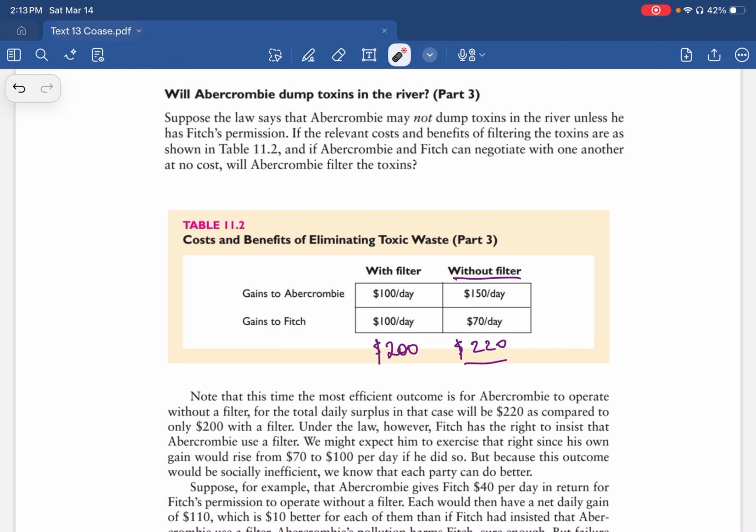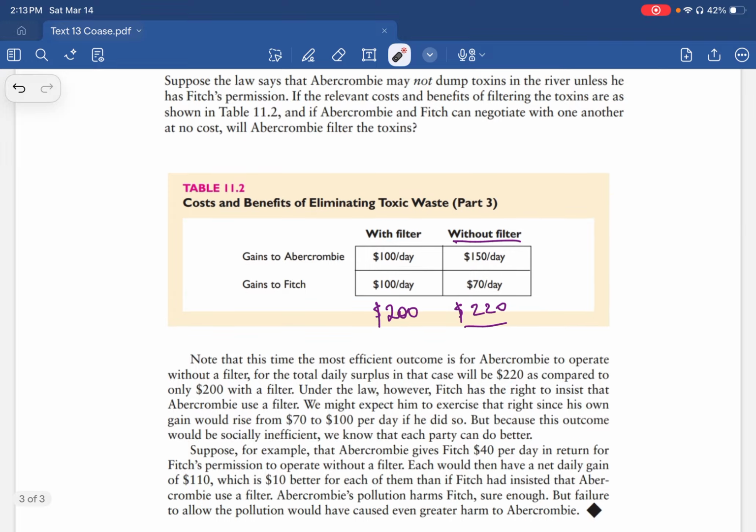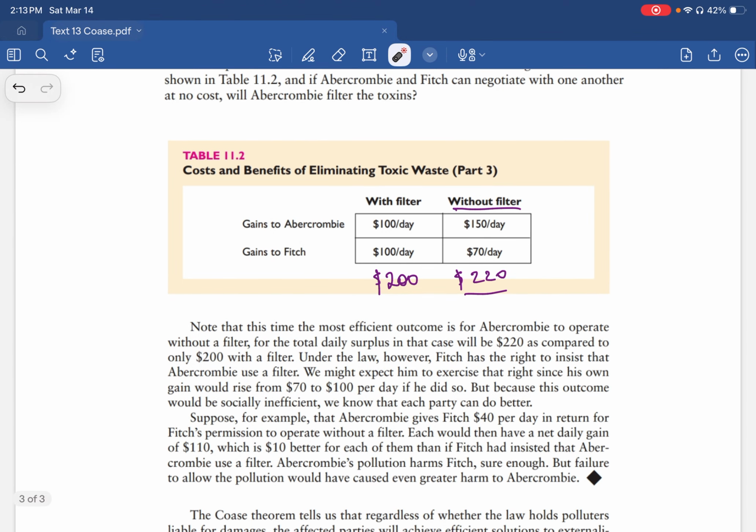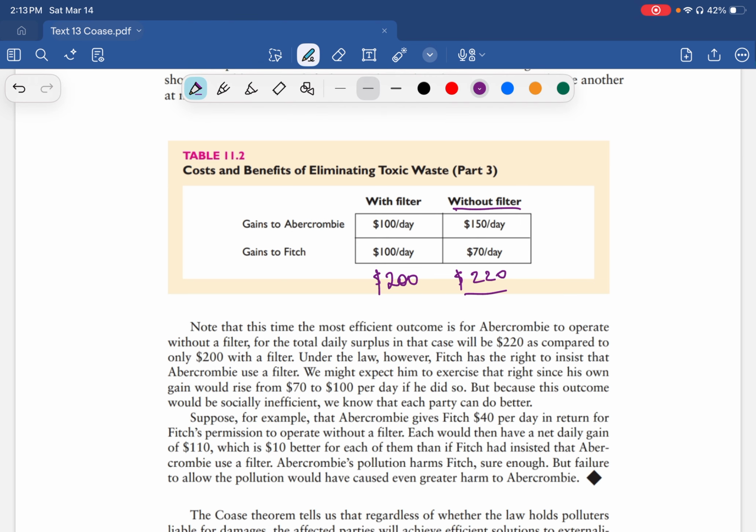But again, for Fitch, if he is just acting on his own, looking at his own payoffs, right? It doesn't matter. I mean, he doesn't really see these numbers, right? And because of it, he is actually choosing an inefficient outcome. How this inefficiency could be resolved in a similar way that we just discussed earlier, through communication and negotiation. Similar idea. Now Abercrombie has to figure out how to encourage Fitch to let him do what is efficient.